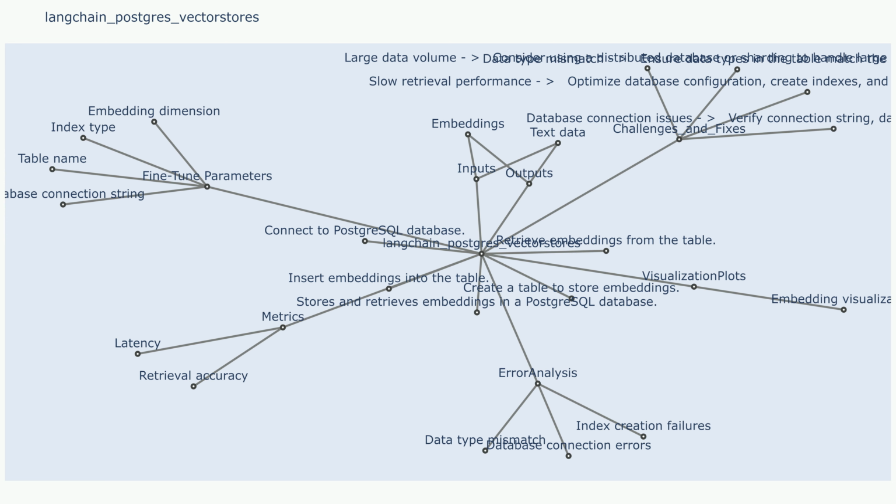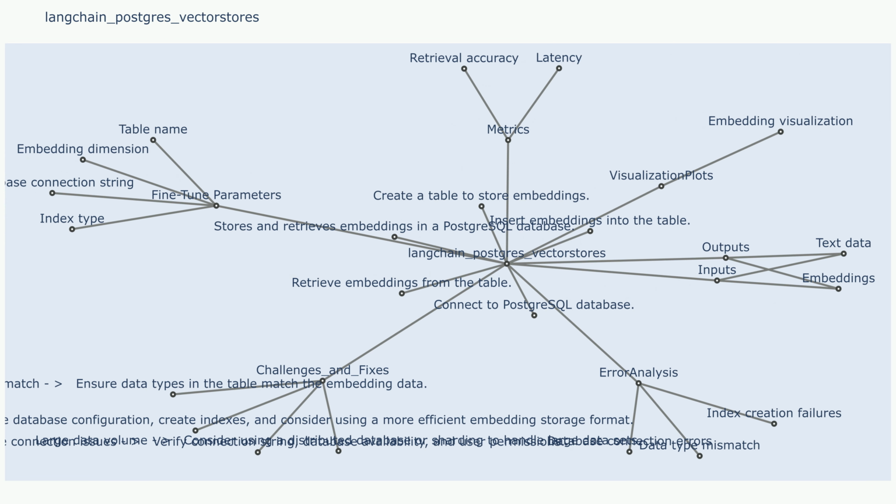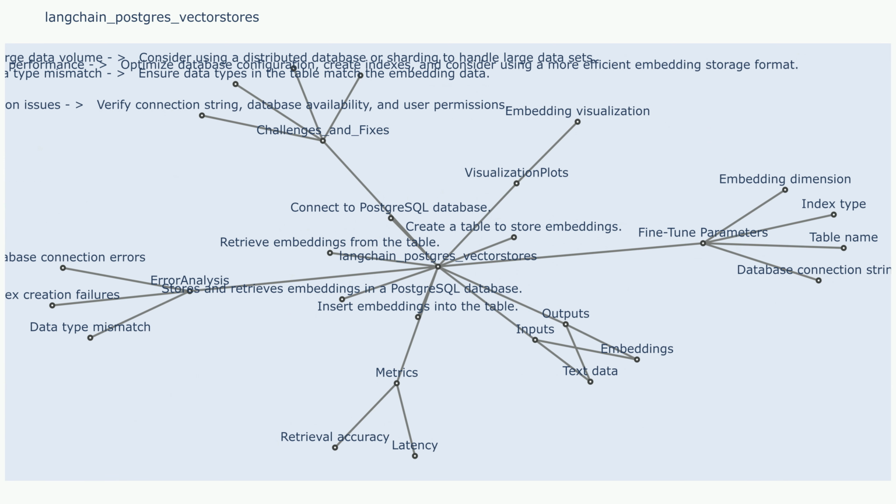Inputs. Input 1. A list of text documents to be embedded and stored. The documents can be in various formats, such as strings, files, or URLs. Input 2. A PostgreSQL database connection object or connection details used to establish the connection to the database.